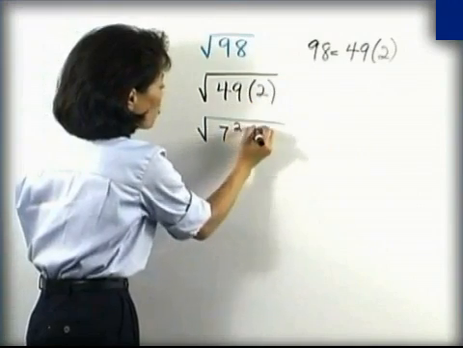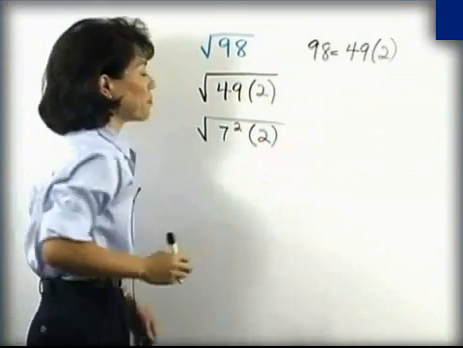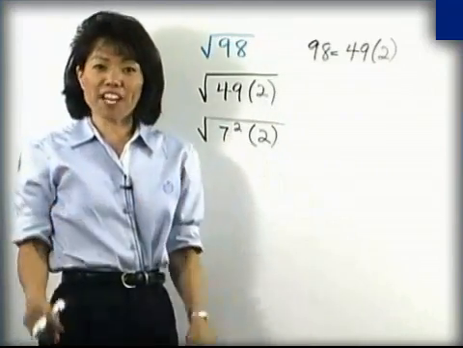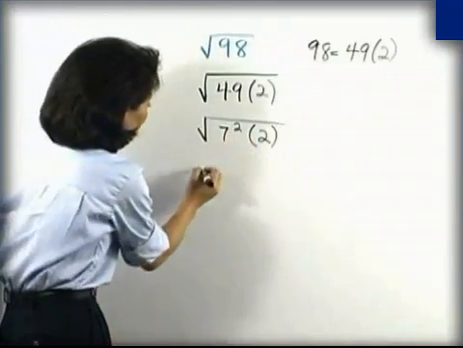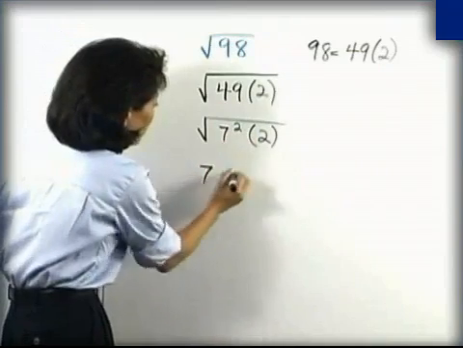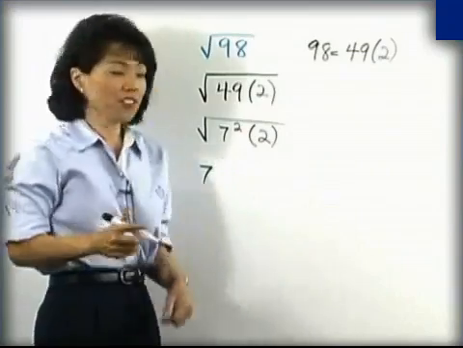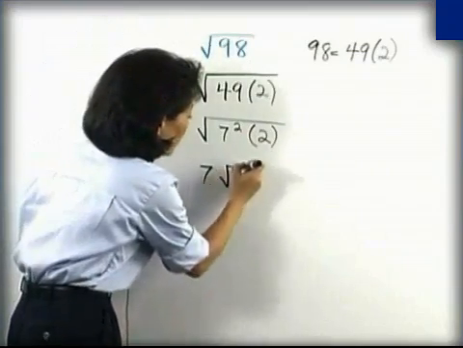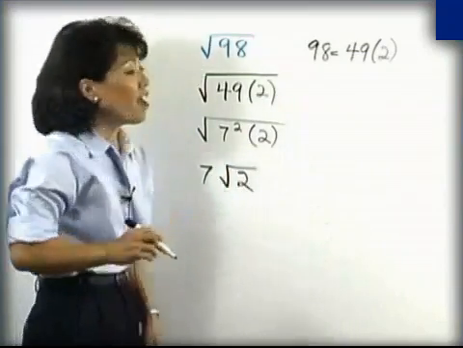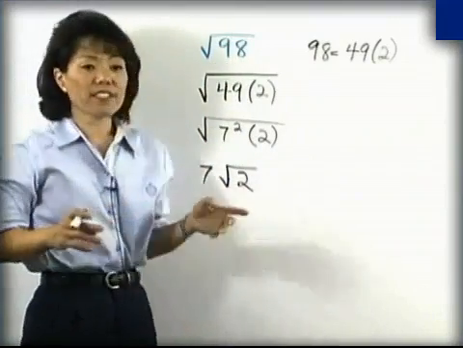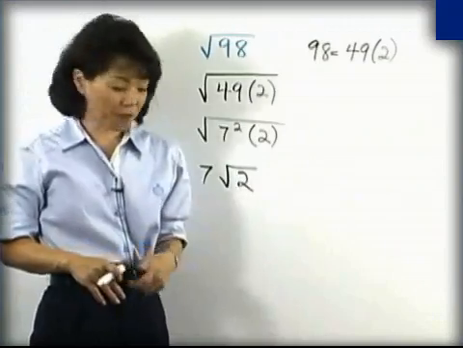49 is 7 squared times 2. Now, since this is something being squared, it can come out of that square root sign. So it becomes 7 on the outside. 2 is not a perfect square, so guess what? 2's just got to hang out on the inside of the radical sign. So the square root of 98 simplifies down to 7 times the square root of 2.